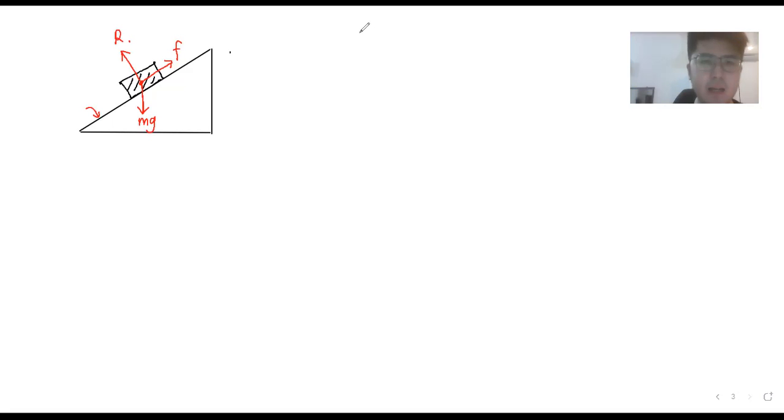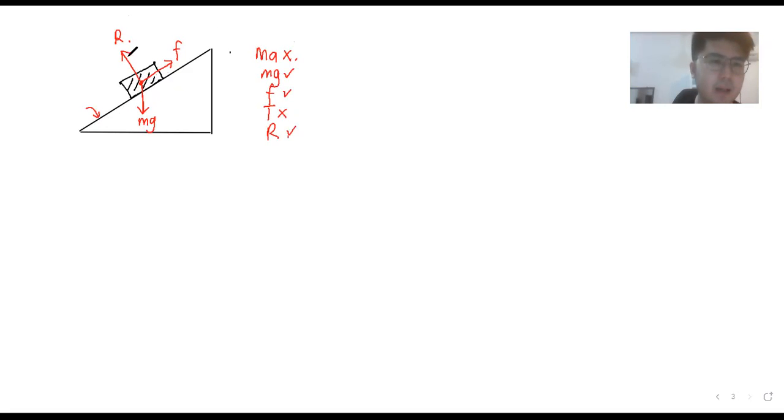Is there any other force? Let's go through the list: ma, mg, F, T, R. T, no string. Acceleration, there's no acceleration. Okay, done. These are the forces acting on the block. Now, is it in equilibrium or not? Is it moving? You can do the addition to see whether it is in equilibrium or not.